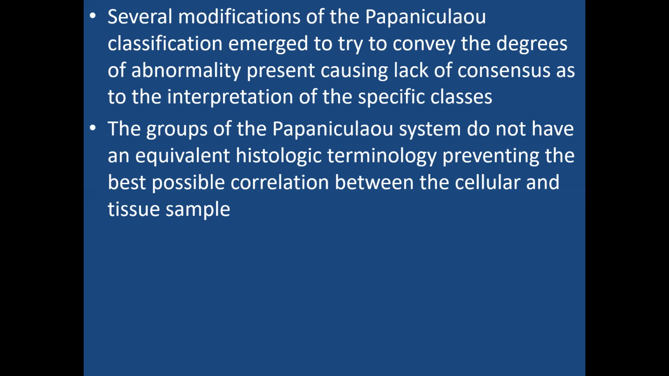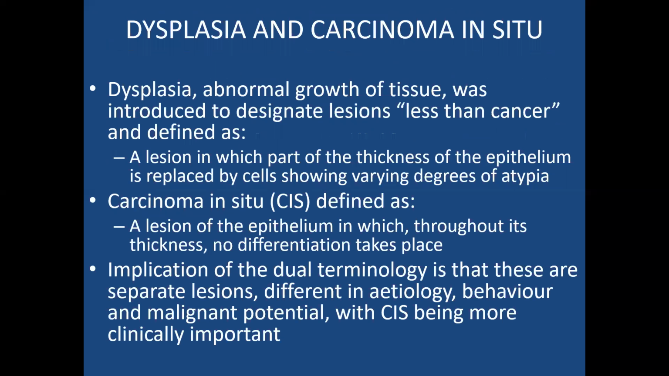So the groups of the Papanicolaou system do not have an equivalent histological term, preventing the best possible correlation between cellular and tissue. That's another limitation of the Papanicolaou system. So it means that we had to move away from the Papanicolaou classification. Then emerged terminologies such as dysplasia and carcinoma in situ. So let's understand what this terminology means. Dysplasia, you've heard about dysplasia already. It means abnormal growth of tissue. Dys means abnormal, plasia means growth. So dysplasia is abnormal growth of tissue.